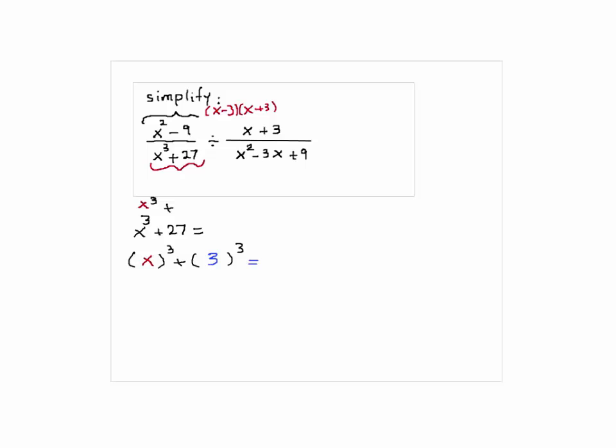plus y cubed. Okay, Shanisha, you want to try, see if you remember how to factor a sum of cubes? What goes into the first parentheses?